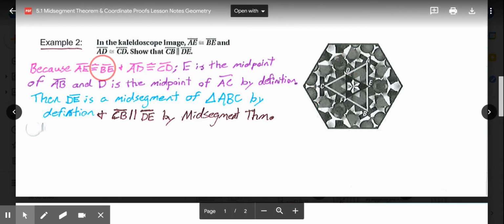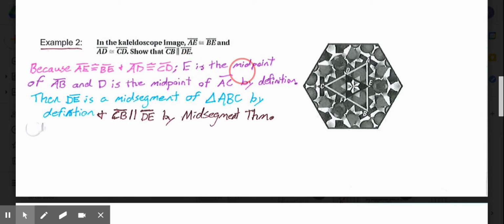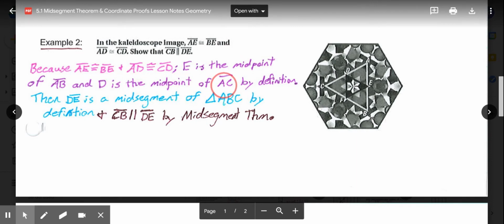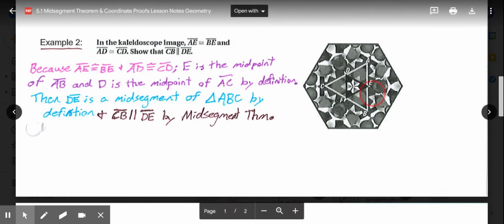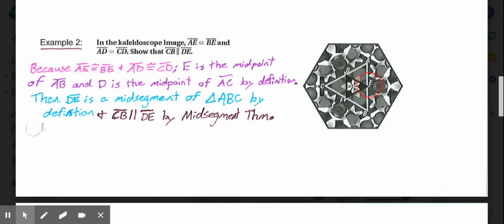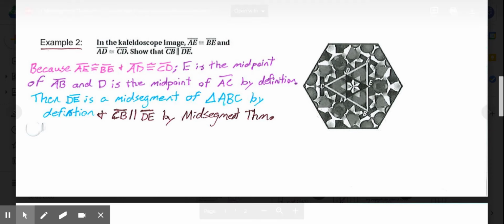So AE is congruent to BE, and AD is congruent to CD, so we know E is a midpoint of AB, and D is the midpoint of AC by definition. They want us to show that side CB is parallel to side DE. Well, DE, by definition, because it connects two midpoints, is the midsegment of triangle ABC, the bigger triangle here. And if DE is that midsegment, by the midsegment theorem, that tells me DE is parallel to CB.